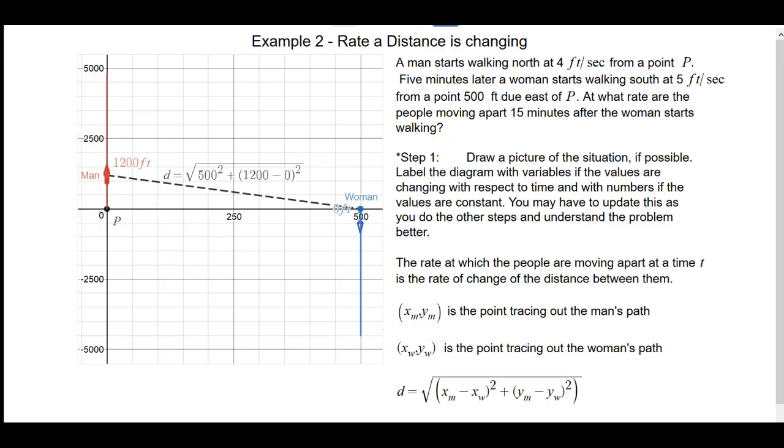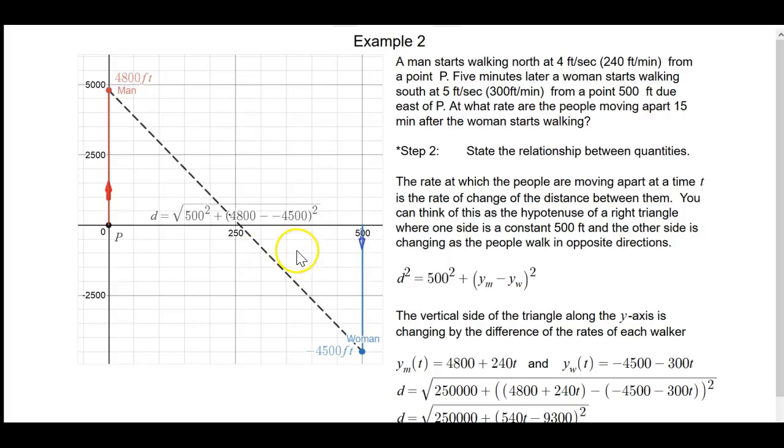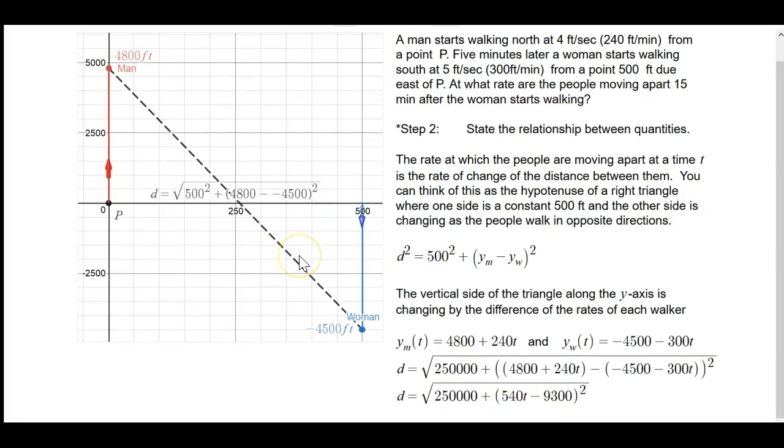So let's look at what's happening here. What we're going to want to look at is how this line segment, the distance between these 2 points, or the length of this line segment, is changing when 15 minutes has elapsed. So that means that the woman's gone 4,500 feet in the southerly direction and the man's gone 4,800 feet north.